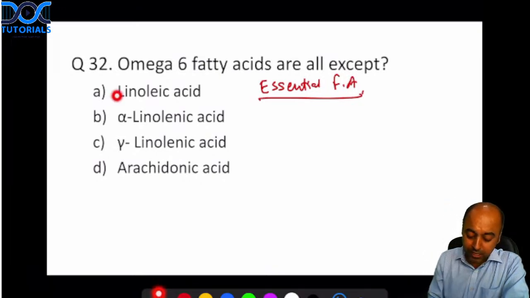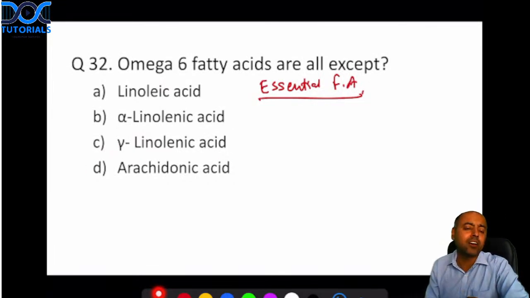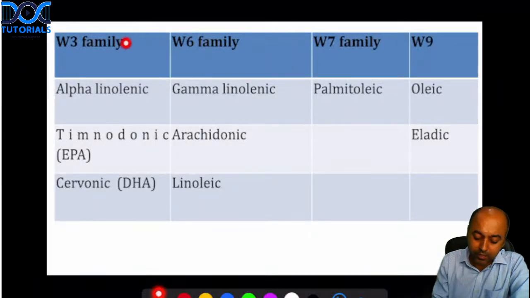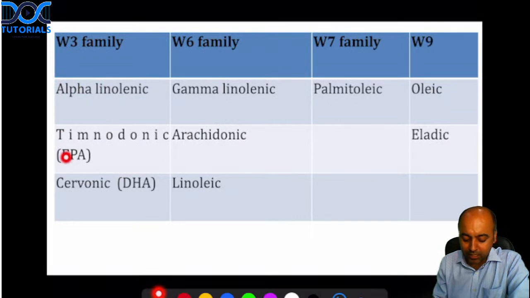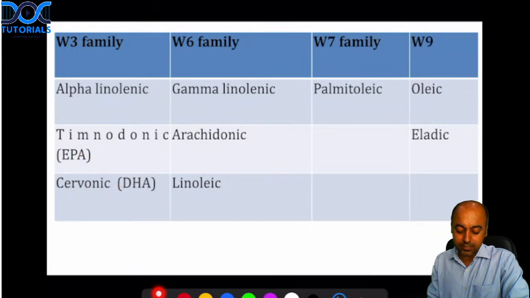So your options here are linoleic, alpha-linolenic, gamma-linolenic and arachidonic acid. So what I'll do is quickly show you the table having the different types of fatty acids. Omega-3: we have the alpha-linolenic, the icosapentaenoic acid and the docosahexaenoic acid. Omega-6 has the gamma-linolenic, arachidonic and the linoleic. Very good. These are the non-essential fatty acids.